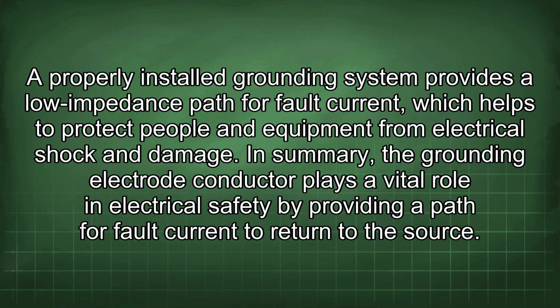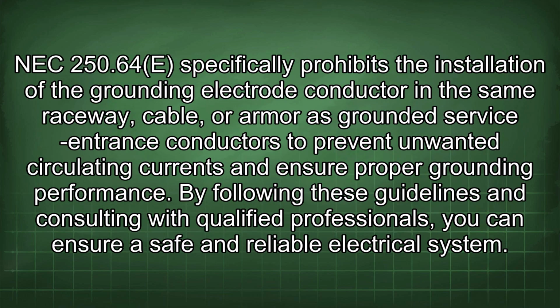A properly installed grounding system provides a low impedance path for fault current, which helps to protect people and equipment from electrical shock and damage. In summary, the grounding electrode conductor plays a vital role in electrical safety by providing a path for fault current to return to the source. NEC 250.64(E) specifically prohibits the installation of the grounding electrode conductor in the same raceway, cable, or armor as grounded service entrance conductors to prevent unwanted circulating currents and ensure proper grounding performance.